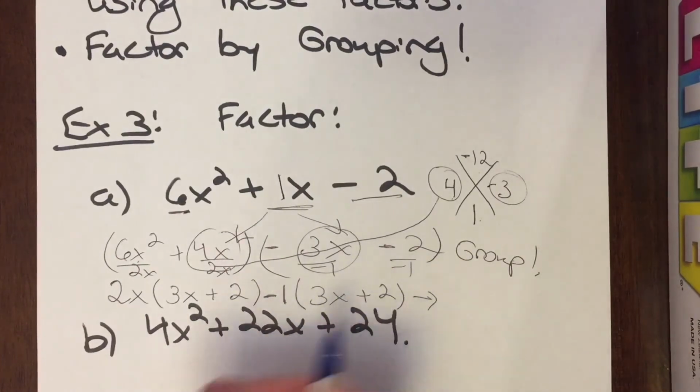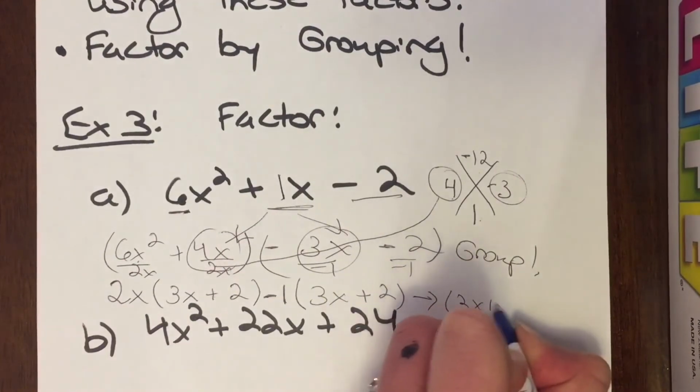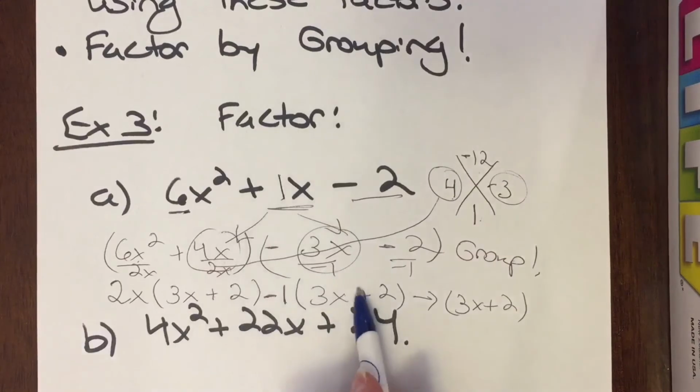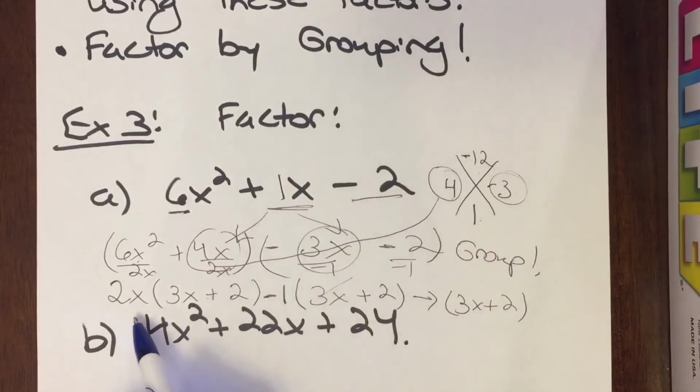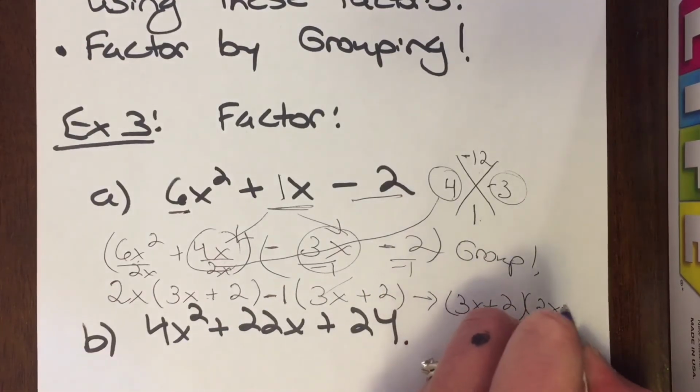So now I just go over here with my answer. So 3x plus 2 is my one factor, because that's what they both have in common. And then I write out whatever is in front as my second factor. So my second factor is 2x minus 1.